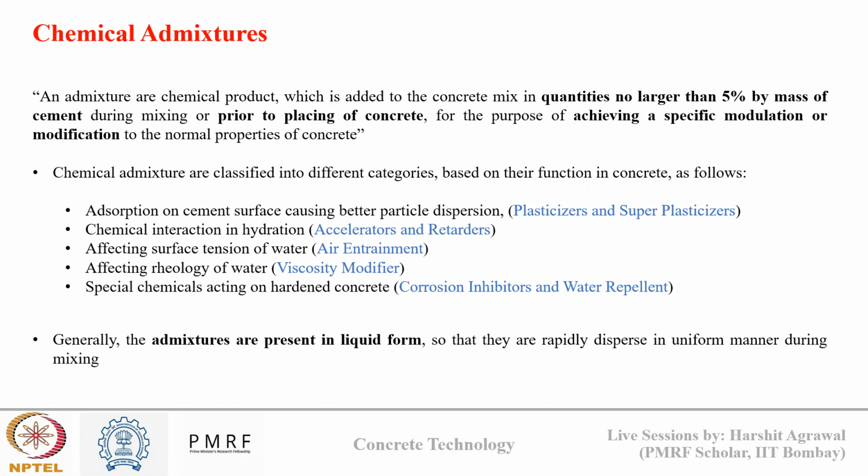We talked about dispersion admixtures, which adsorb on the cement surface to cause particle dispersion, which included plasticizers and superplasticizers. We talked about admixtures which interact in hydration, that is accelerators and retarders. We talked about air entraining admixtures that are used to resist the freeze thaw action. We talked about viscosity modifiers, and we just touched a little bit upon special chemicals used in concrete like corrosion inhibitors and water repellent admixtures.